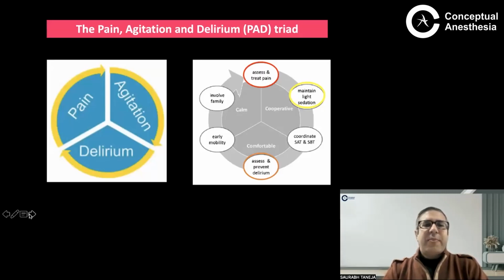Now, there's a triad of pain, agitation, and delirium for which we need agents in our critically ill patients. So we should give some bit of analgesia, and that is taken as a separate topic as well. But here we'll be talking about just sedation, and we want to maintain light sedation. And we might need to stop sedation in between, as it is said that you give spontaneous awakening trials and spontaneous breathing trials. We assess and prevent delirium, and we always want to have a calm, cooperative, comfortable patient. The family should be involved in the patient care, and the patient should have good physiotherapy and early mobility.